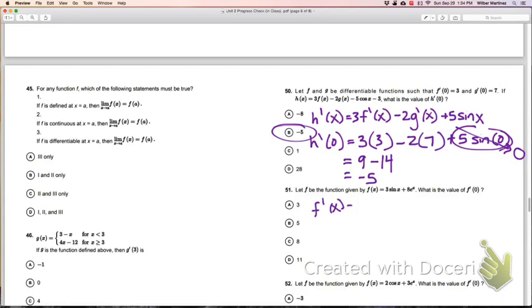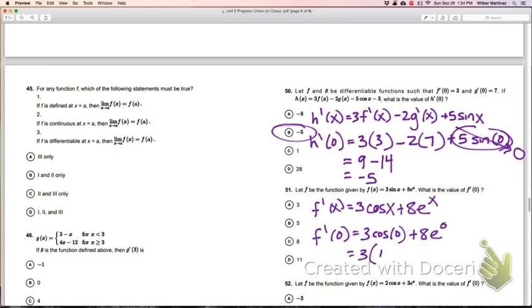F prime of x equals 3 tags along for the ride, and the derivative of sine of x is cosine of x, plus 8 times the derivative of e to the x, which is e to the x. And then we'll plug in 0. F prime of 0 equals 3 times cosine of 0 plus 8 times e to the 0. Well, cosine of 0 is 1, so this is 3 times 1, plus 8 times e to the 0, and e to the 0 is also 1. So this is 3 plus 8, 11. Answer choice D.